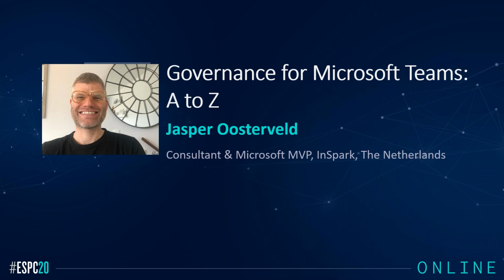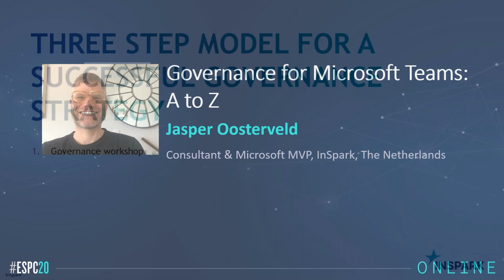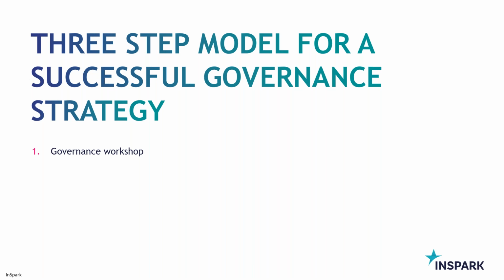So that's a little bit about me, but I think what's more important is how to set up a successful governance strategy for Microsoft Teams. So how do you do that? Well, we basically do this with a 3-step model. Sounds complex, but it is definitely not. We first start with a workshop, then we define the governance strategy, and then last but not least, we also have to implement this governance strategy.